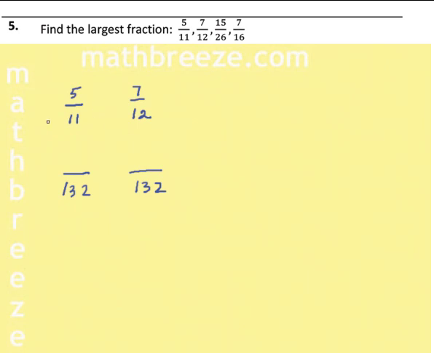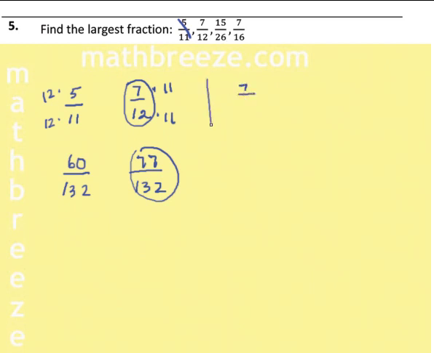We have to multiply 11 times 12 to get 132. So multiply the numerator by 12. We have to multiply 12 times 11 to get 132. So multiply that numerator also. So once we do that, we see that this is the larger fraction. So that would be 7 over 12 is the larger fraction. So let's just cross this one out.